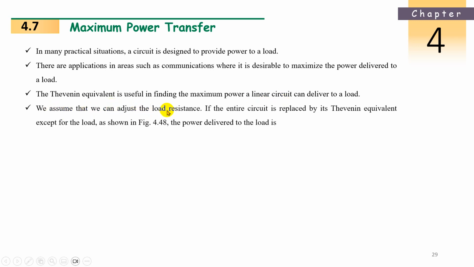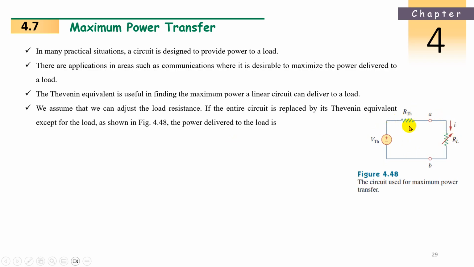We assume that we can adjust the load resistance, changing it every time so that we can see when the power is maximized. If the entire circuit is replaced by its Thevenin circuit equivalent, except for the load as shown in the figure, the power delivered to the load will be as follows. This is the load resistance which we want to vary every time, so that we can find at what point the power transferred is maximum. Now on the left side between terminals A and B, we replace the circuit with the Thevenin's voltage and Thevenin's resistance.